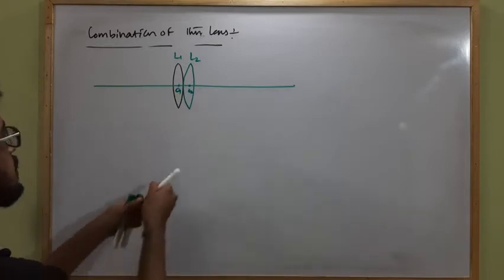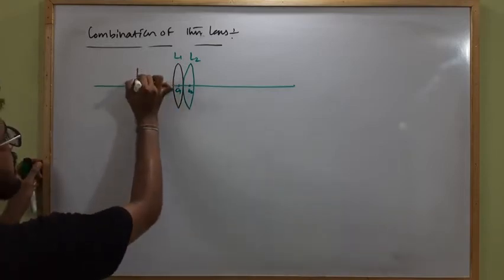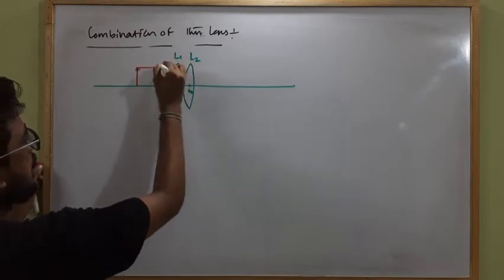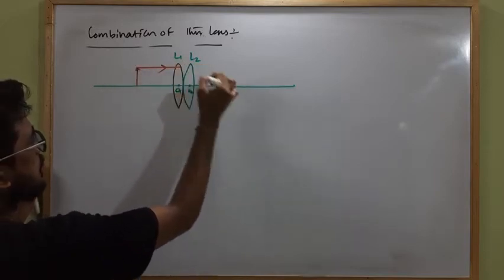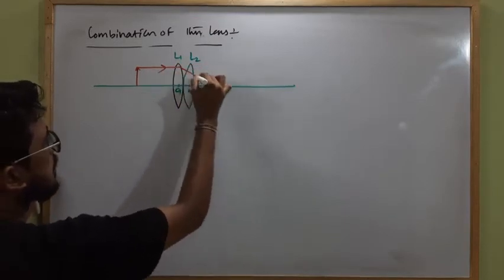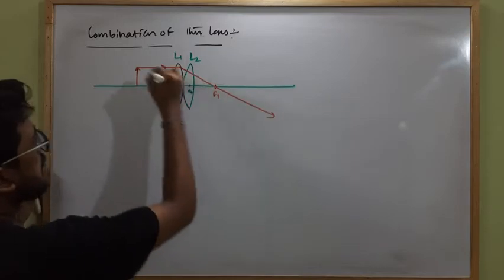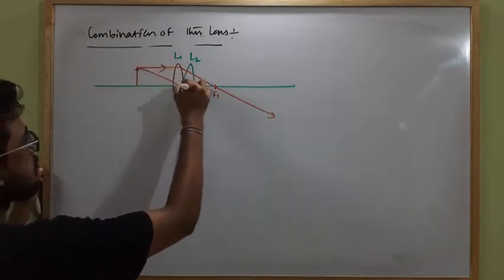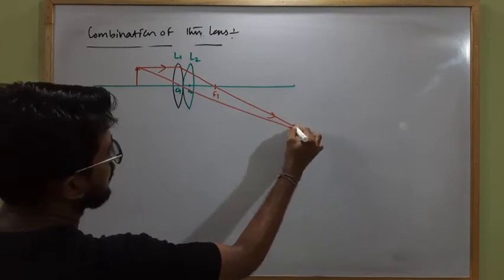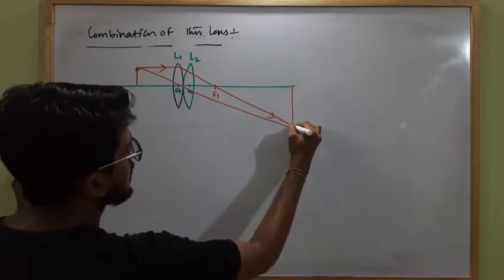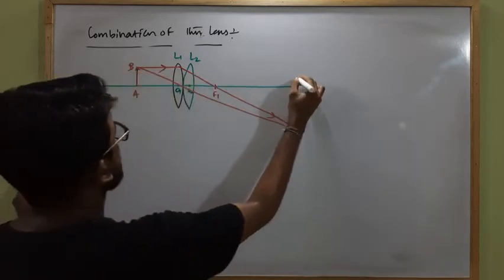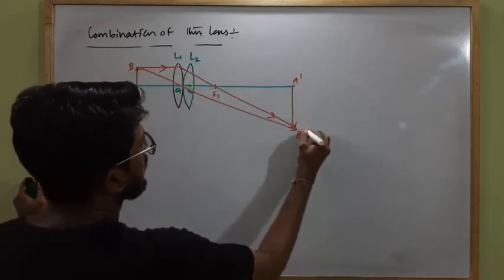So if here is an object for which this is the ray, after refraction it will pass through the focus of the lens 1, let it be f1, and goes along this direction, and the second ray which is passing through the optical center will go like this direction. So they will meet at this point, it will be the image. Let this be A, B, and the image will be A dash, B dash.